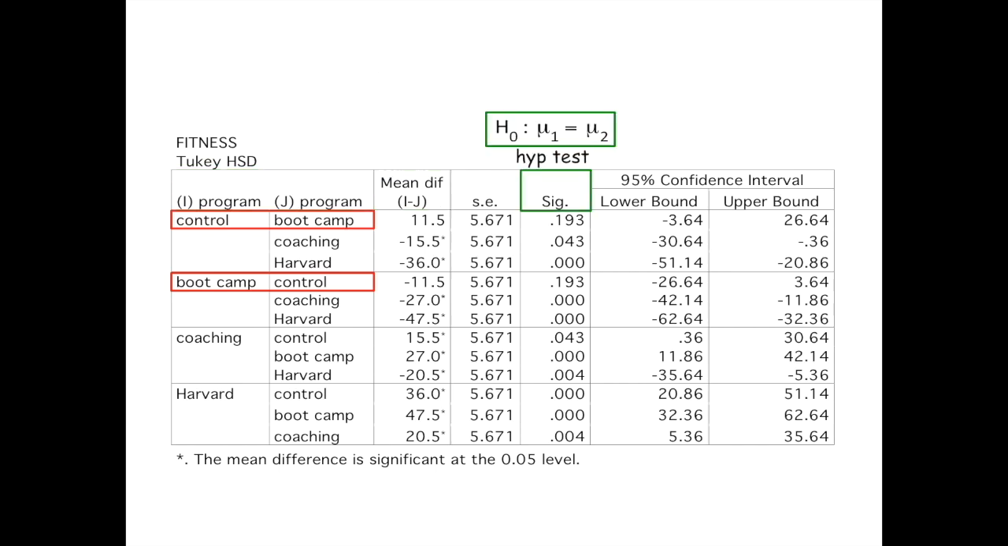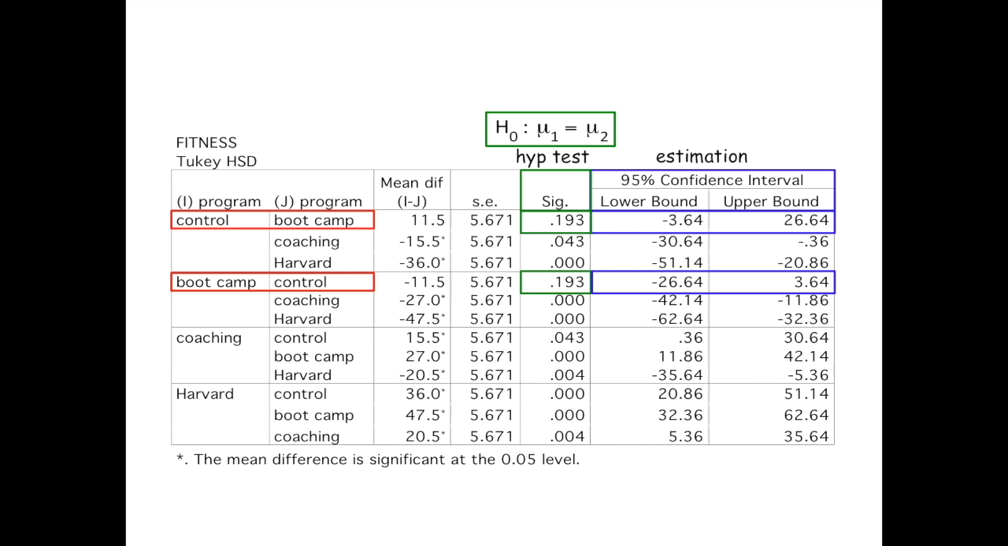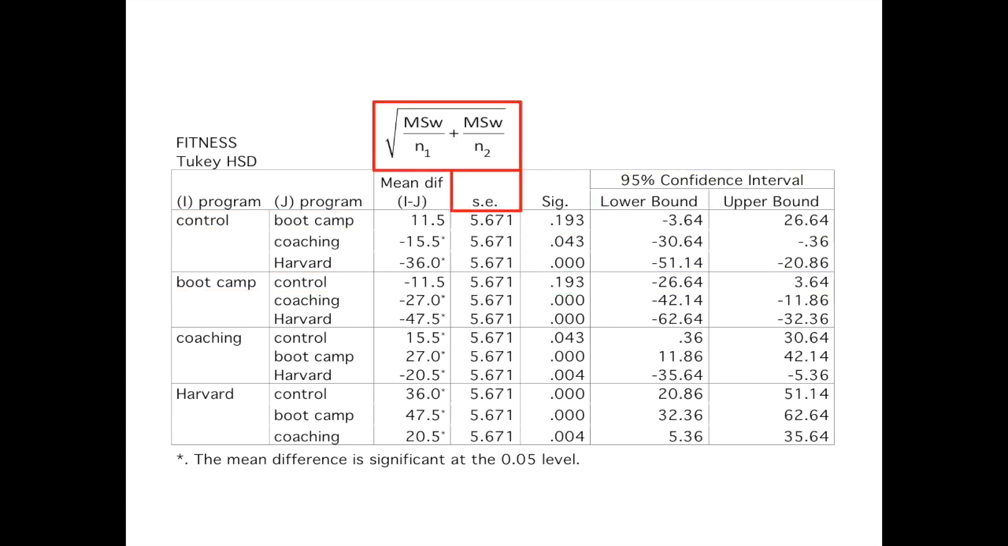Multiple comparisons can be done as hypothesis tests or estimation procedures. SPSS provides both. Sticking with the control versus bootcamp comparison, these means are not significantly different. Sig is the p-value, which is greater than 0.05. And when the null hypothesis is not rejected, the confidence interval will always include 0. The standard error is based on the within groups mean squares. Because the sample size is the same for all groups, this value is the same for all mean comparisons.